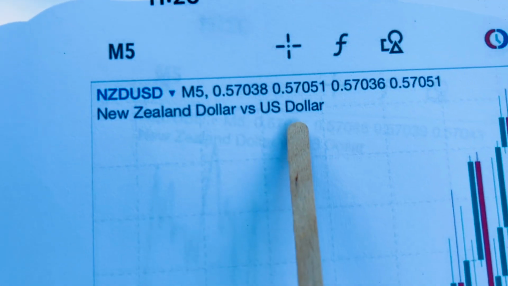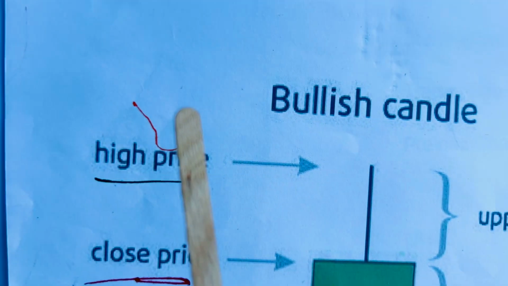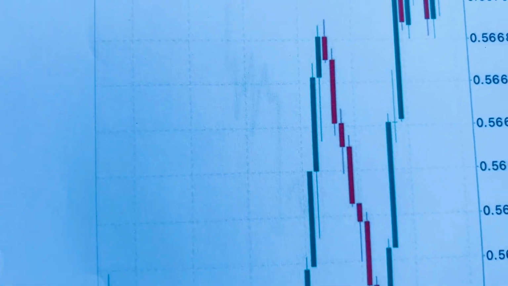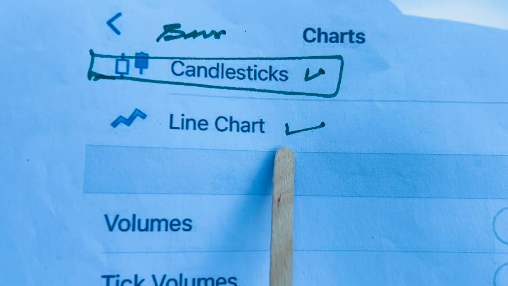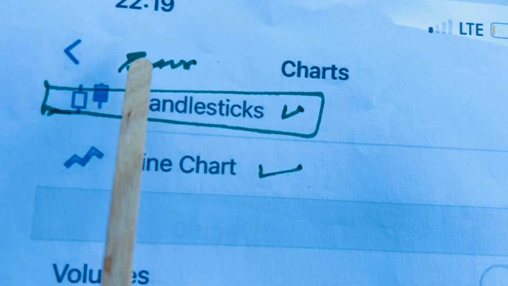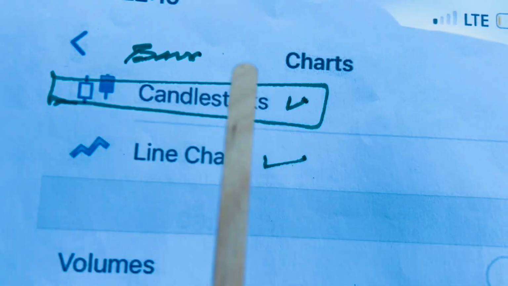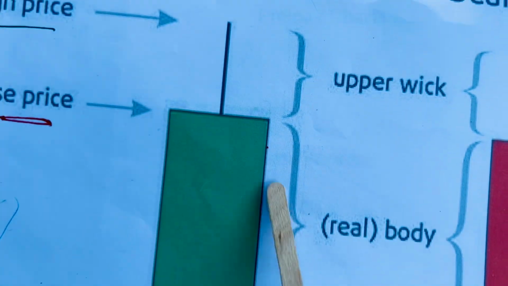New Zealand versus the US dollar. The chart shows the open price, close price, lower price, and higher price. Candlestick for buy, candlestick for sell. This chart has different types. When we look here, we have a line chart, a candlestick chart, and above here we have a bar chart. And we use candlestick charts because of the graphics.